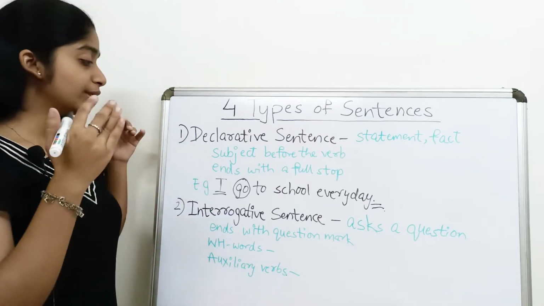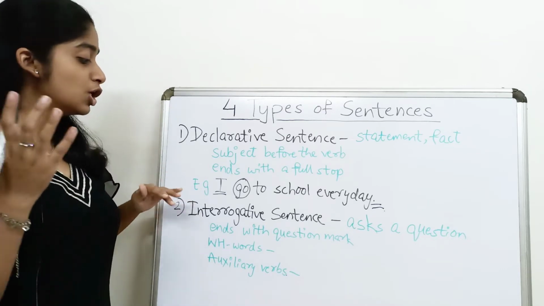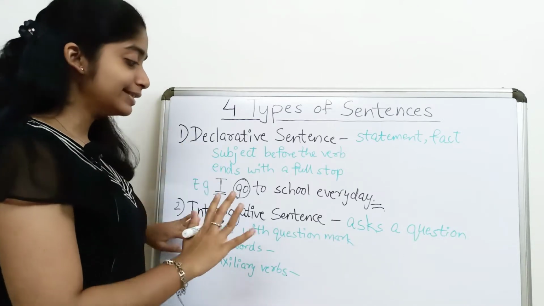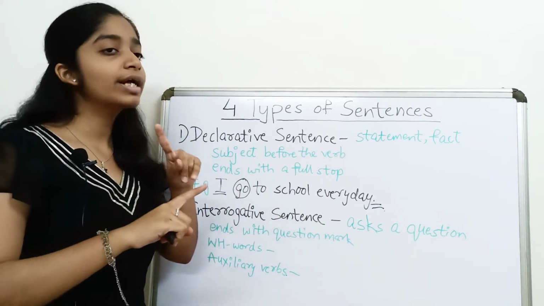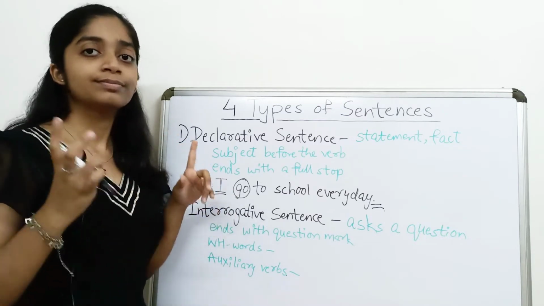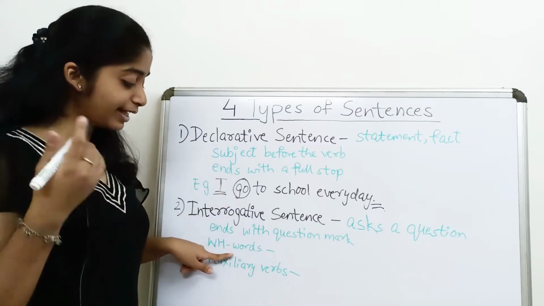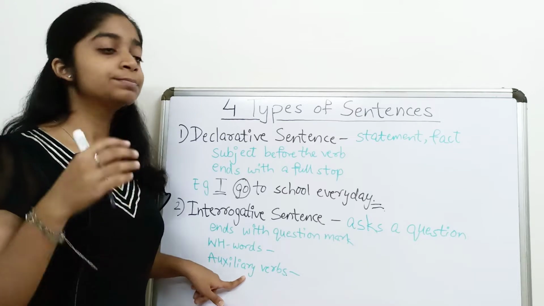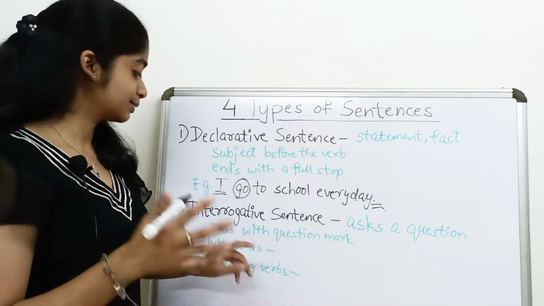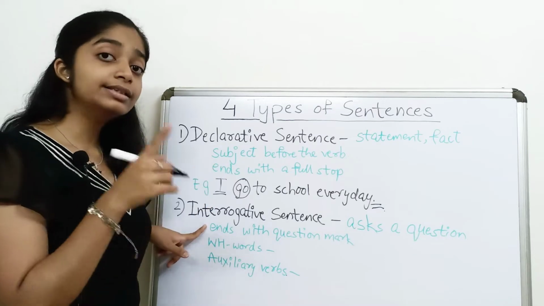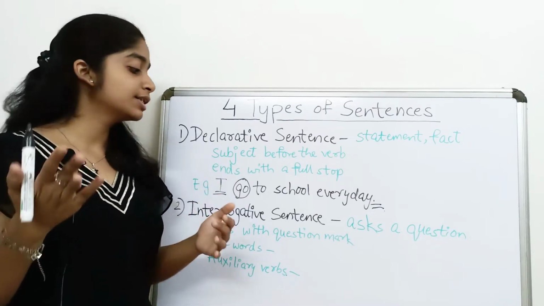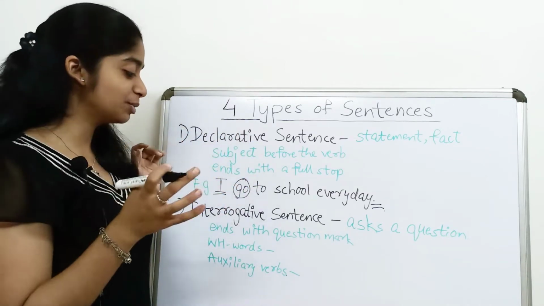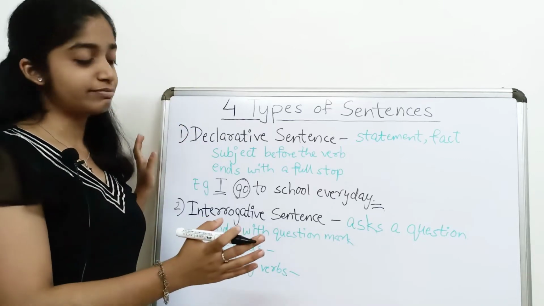Let us move on to the next type of sentences, which is the interrogative sentence. Now, this type of sentence always asks a question. It may start with a WH question or it may start with any auxiliary verb. I will tell you the examples. This type of sentence, interrogative sentence, always ends with a question mark. This has to be there. A question mark has to be there at the end of an interrogative sentence.